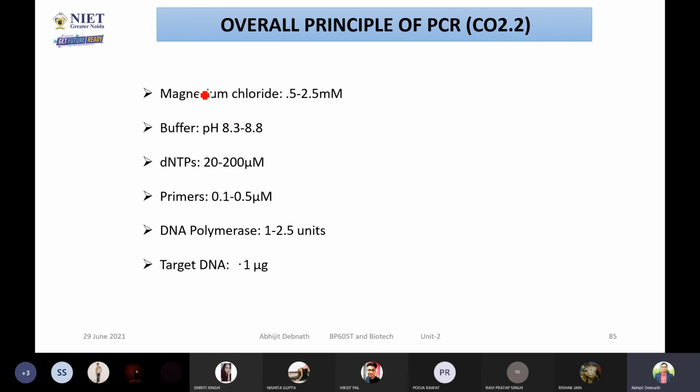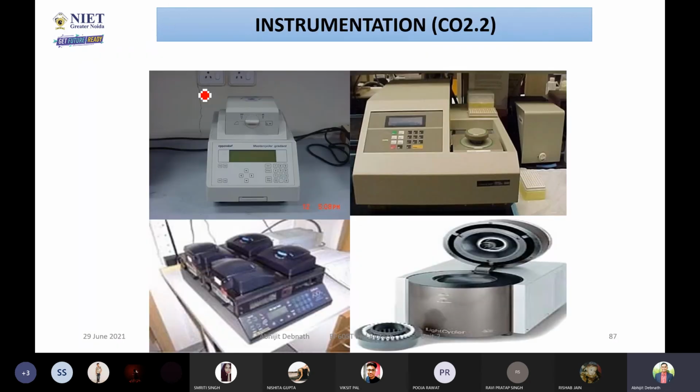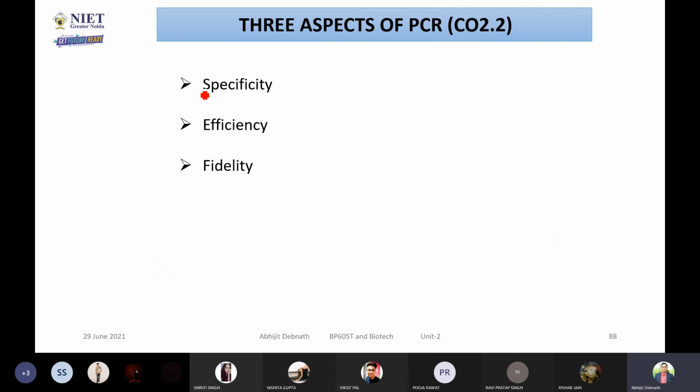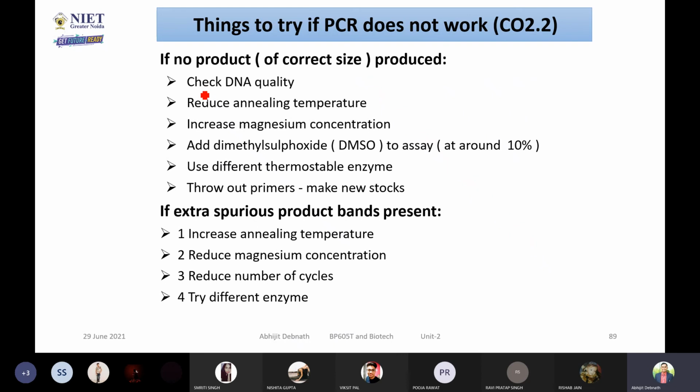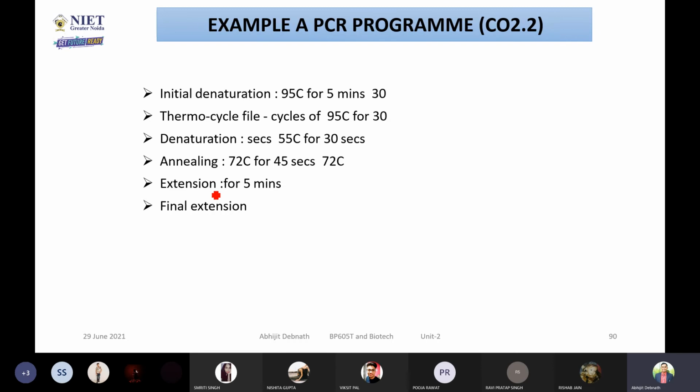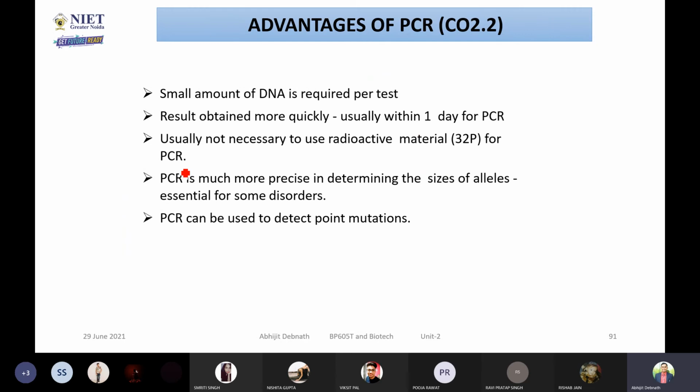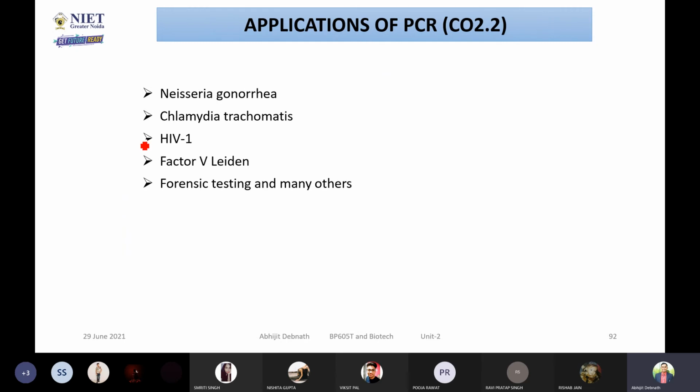So I have nothing more to tell you on PCR. These are the basic requirements. Instrumentation you have also seen, and these are the three aspects: specificity, efficiency, and fidelity. If it does not work, then to fix it you can go through any of these techniques. And this is an example of a program, that is the temperature, timing, and cycles that will be followed during the experiment. The advantages I already mentioned in the previous lecture, and also the applications, in various diseases. The first application, which you are already doing, is RT-PCR for COVID-19.